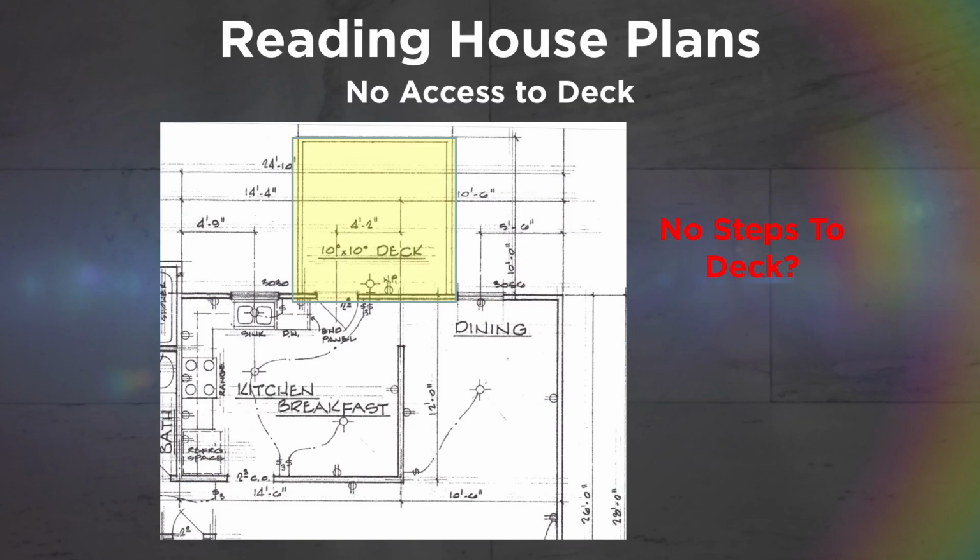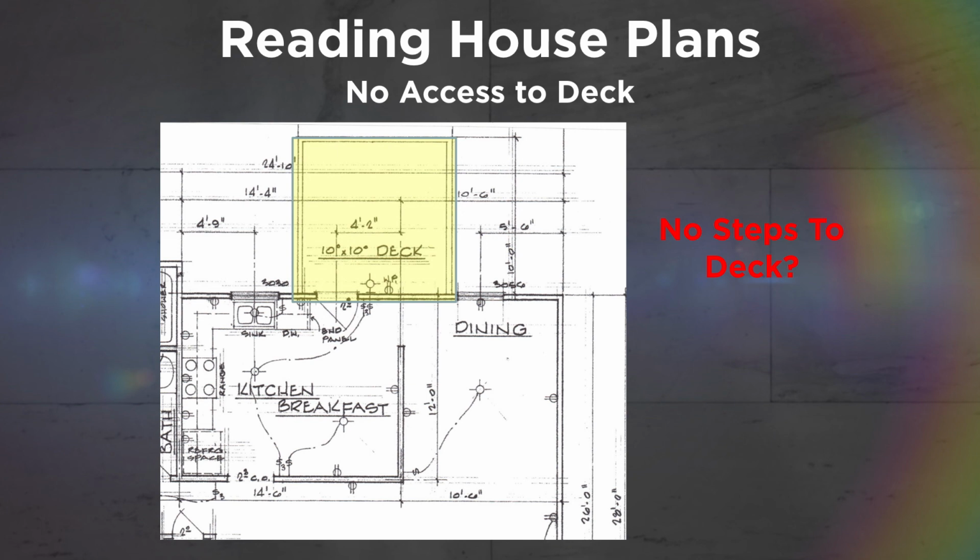The deck area has been highlighted. There are no steps leading from the deck to the level below. Double check the rear elevation, and no steps were indicated in those drawings either. So these are the little details, okay, big detail, you want to look for when you're reviewing a house plan.